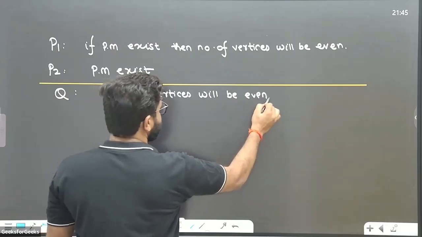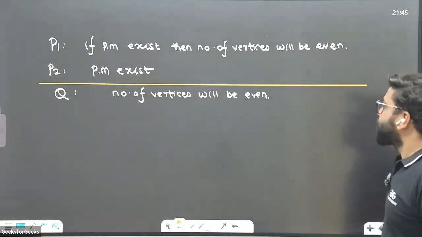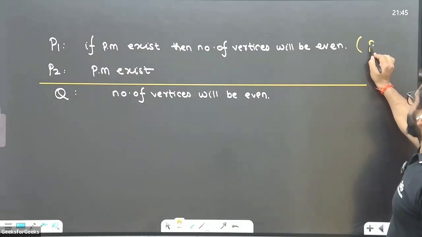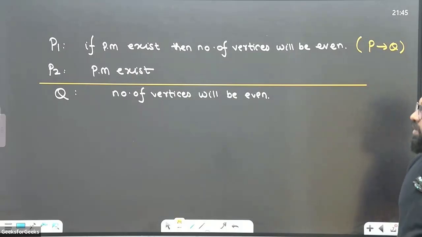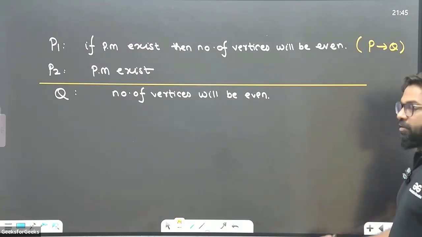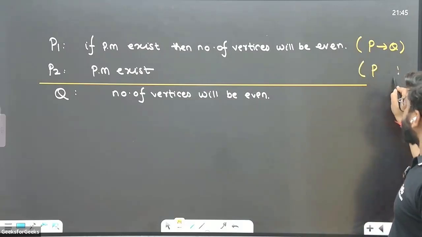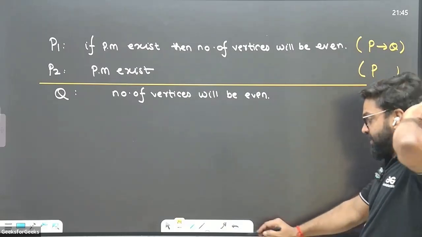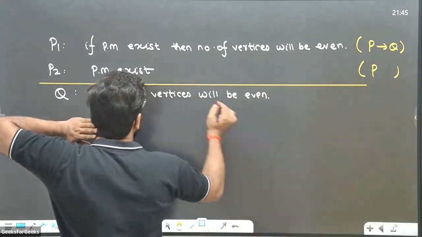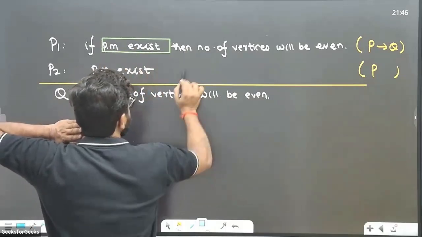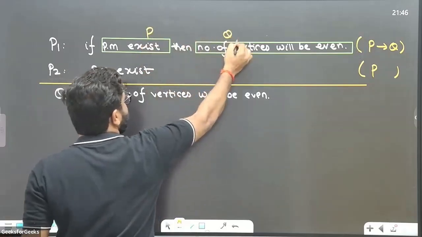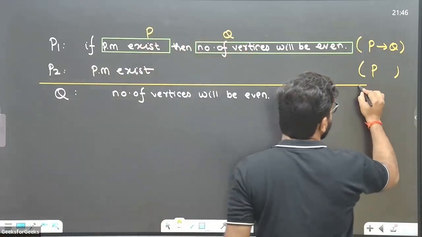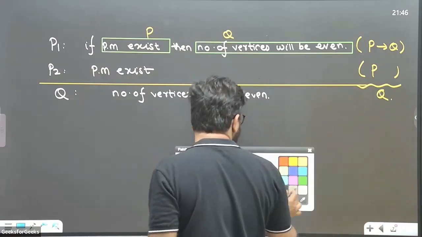Now let's use the logical expression of that. With respect to the first one, you will say that P implies Q. This is the first logical expression: where the perfect matching exists, the number of vertices will be even. The second logical expression will be P, because P is for perfect matching. If you consider this one as P and this one as Q, then P implies Q and P. Then what should be your conclusion? The conclusion is Q.